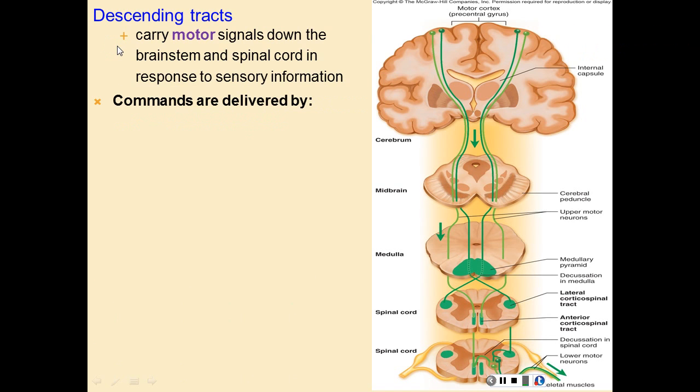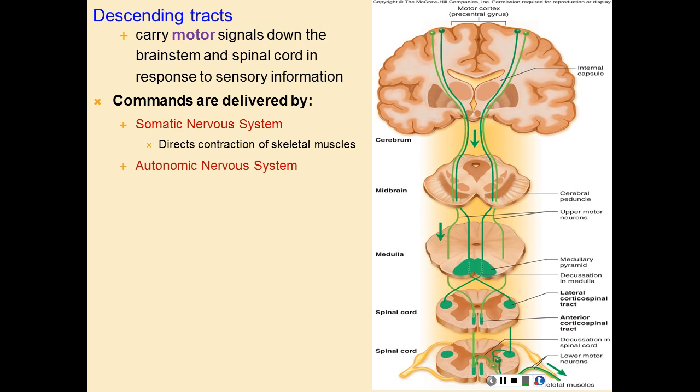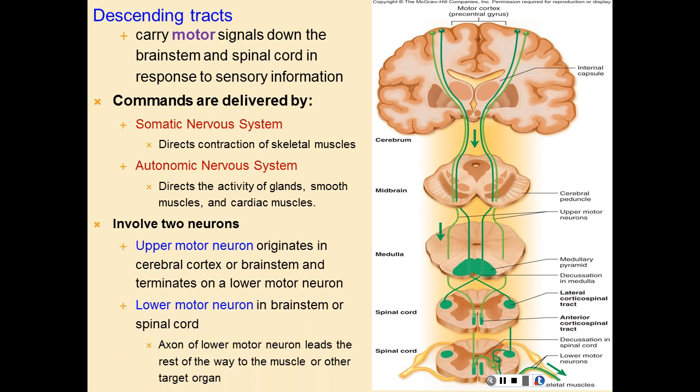And then the axons of the lower motor neurons, let me pull everything up on this slide because I think that information is at the bottom so you guys can follow. There we go. So the axon of the lower motor neuron then innervates the muscle or the other target organ. Now there are several descending tracts. We have the corticospinal, the tectospinal, and the lateral and medial reticulospinal. Then we have the lateral and the medial vestibulospinal tracts.